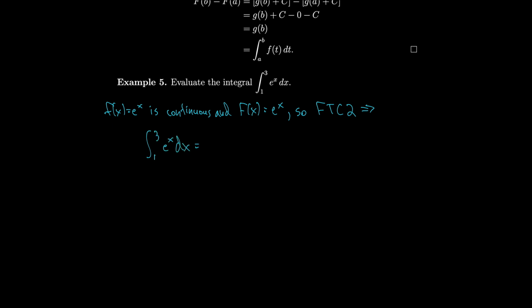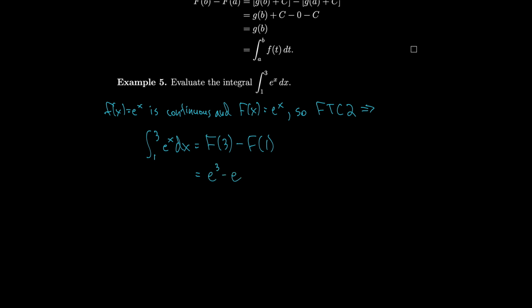Let's evaluate the integral of e to the x dx from 1 to 3. We know that f of x equals e to the x is continuous. And we also know that the antiderivative of e to the x, capital F, is equal to e to the x, because the derivative of e to the x is e to the x. So this means we can apply the fundamental theorem of calculus part 2. So that will imply that the integral from 1 to 3 of e to the x dx is just capital F of 3 minus capital F of 1, which is e cubed minus e.